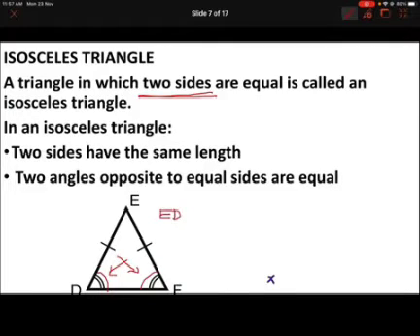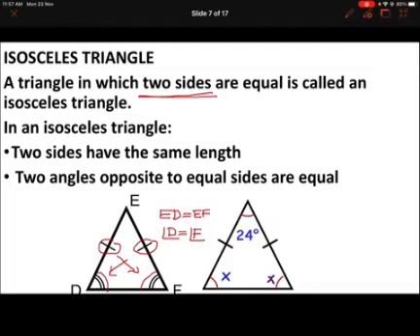Please listen carefully, children. Side ED is equal to EF. How do we know? We know because it's marked by these strokes. Measurement is not given, but some clue is given to us. Therefore, angle D is equal to angle F. I hope that's clear.